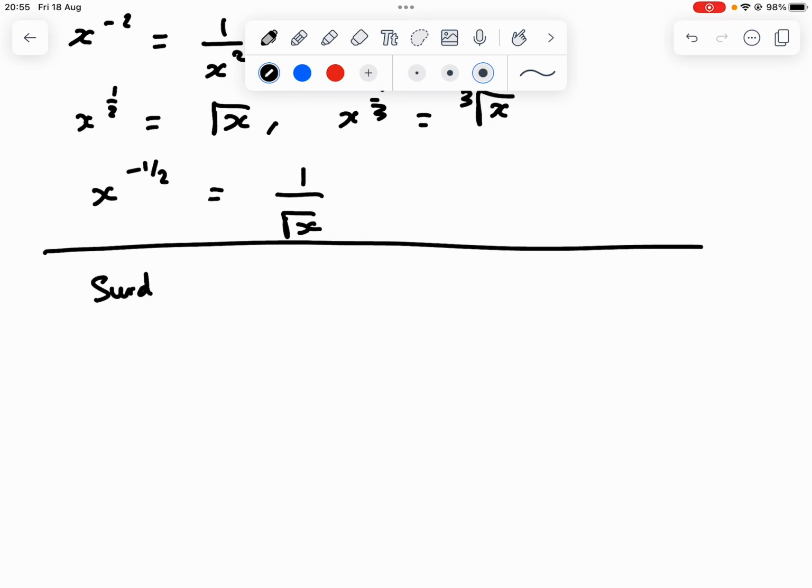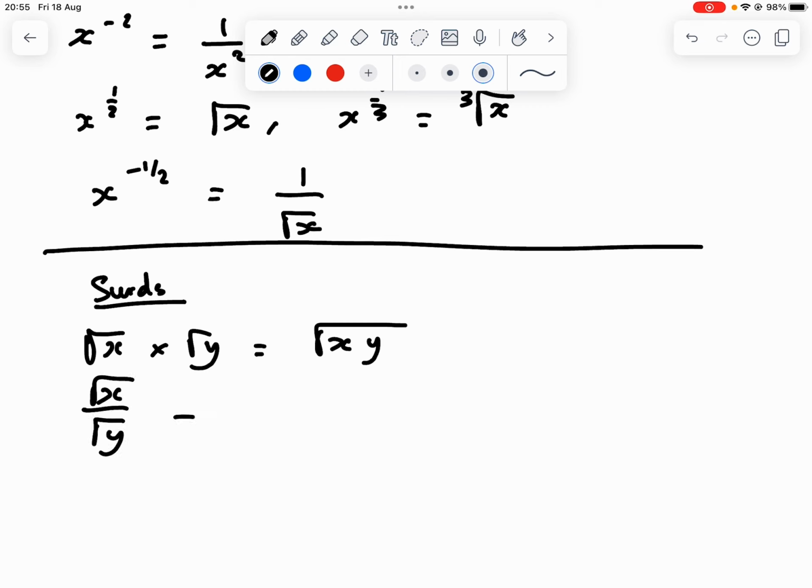Surds. So surds are all about square roots. So square root x times square root y equals square root xy. So they both can go inside the same root. It doesn't matter. So square root 6 times square root 7 is square root 42. Same thing with square root x divided by square root y equals square root x over y.